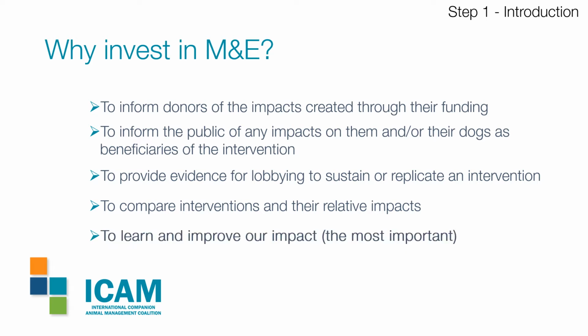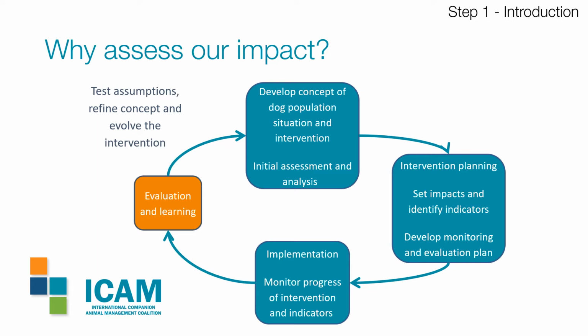But perhaps the most important is for the team that are running the DPM intervention to know if it's working, and if not, where and why, so that it can be evolved and improved upon. We can look at this in terms of a project cycle. So we start our intervention at the top of this cycle with population assessment to understand our dog population dynamics better. We can then plan our intervention to suit our community and our dogs, developing an M&E plan that will help us capture evidence of our impact.